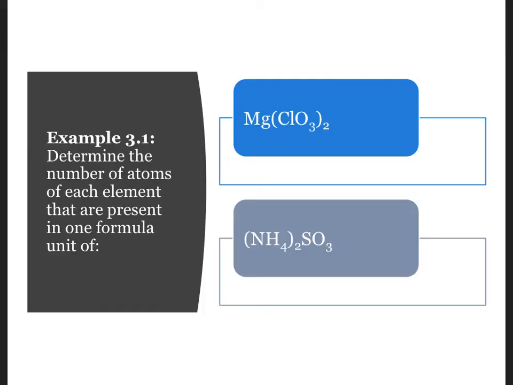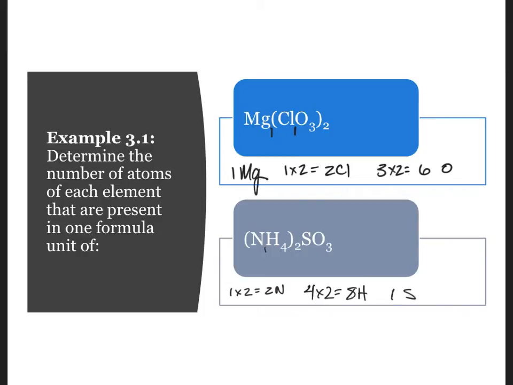How many atoms of each element are present in one formula unit of magnesium chlorate, ammonium sulfite? Magnesium chlorate contains 1 magnesium atom, 1 times 2 equals 2 chlorine atoms, and 3 times 2 equals 6 oxygen atoms. Ammonium sulfite contains 1 times 2 equals 2 nitrogen atoms, 4 times 2 equals 8 hydrogen atoms, 1 sulfur atom, and 3 oxygen atoms.